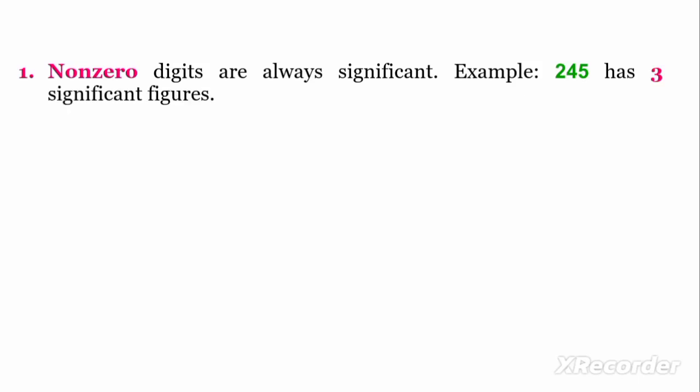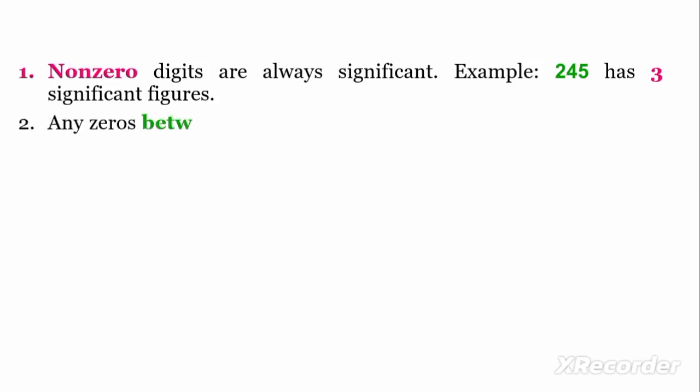Rule number 1, we need to remember that non-zero digits are always significant figures. For example, 245 has 3 significant figures. So non-zero digits are always significant figures, and we have seen that all these are significant figures.